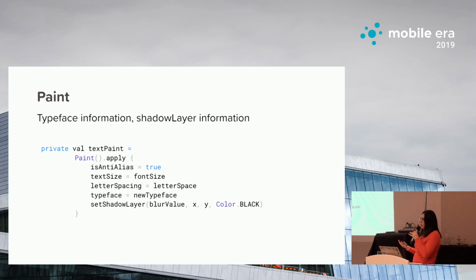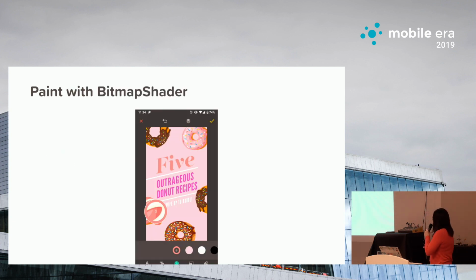Okay, but what are some of the cool things? Like I said, Paint is my favorite object. Why? Well, there's a whole bunch of cool stuff you can do with a Paint object, and one of them is to use shaders with Paint. So this example, again, of the color dropper is using a bitmap shader.